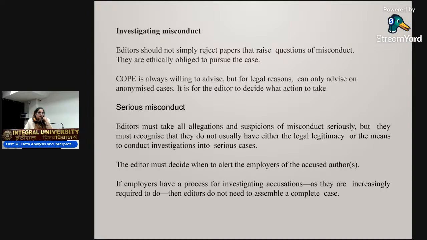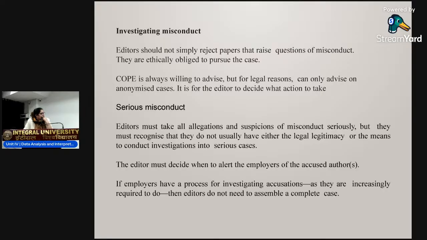Okay? So they should not just use their own judgment. They have an obligation to pursue the case, gather evidence, and on the basis of evidence, they have to prove that, okay, this person was guilty. COPE is always willing to advise, but for legal reasons can only advise on anonymized cases. It is for the editor to decide what action to take.